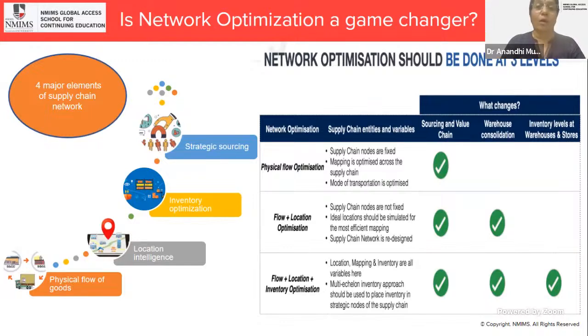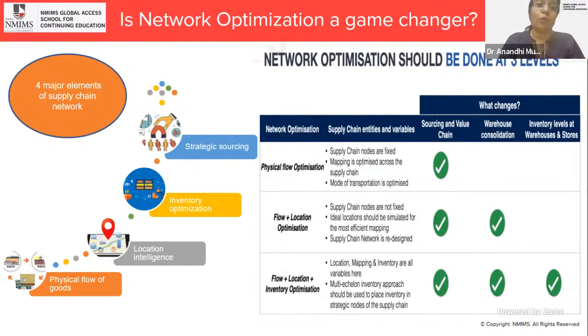And the third optimization is flow plus location plus inventory optimization. See here, location, mapping, and inventory all are variables here. So everything is completely different here. My customer locations are different and my customer requirements are also different. One customer is asking for a mobile phone, the other customer is ordering a chips packet in Big Basket. See the range of the cost involved. Okay, and the level of purchase is also involved.